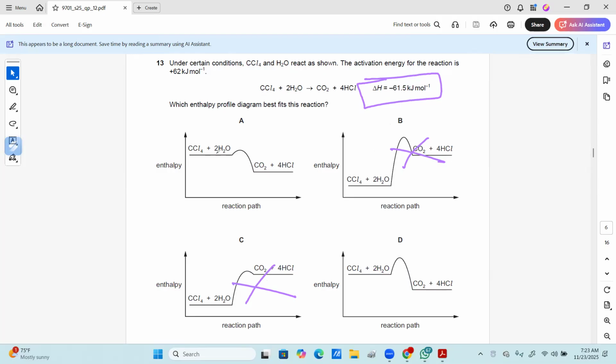Then we need to write the reactants and the products correctly. And the activation energy is 62, so it is not a small thing like that. For activation energy, it should be higher. So the correct answer is D. This is 62 kilojoules per mole. This one is not even 62. So D is the correct answer.